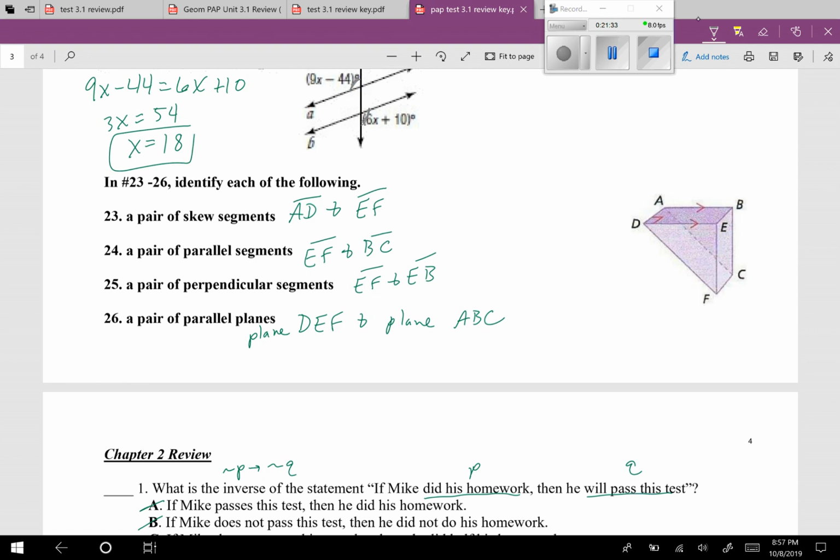Okay, a pair of parallel segments. We want two that are running right next to each other that will never cross. So EF and BC is an example of that. A pair of perpendicular ones, things that are meeting at a right angle. Okay, for sure, we know AD and DE. We know that those are perpendicular because they got that right angle marked for us there. Another one could be EF and EB, okay, if they have that marked.